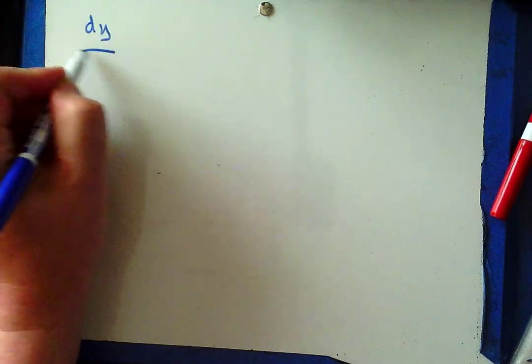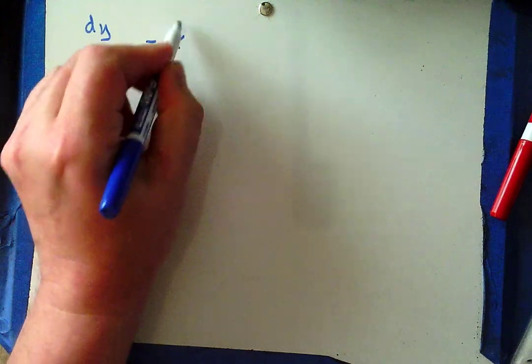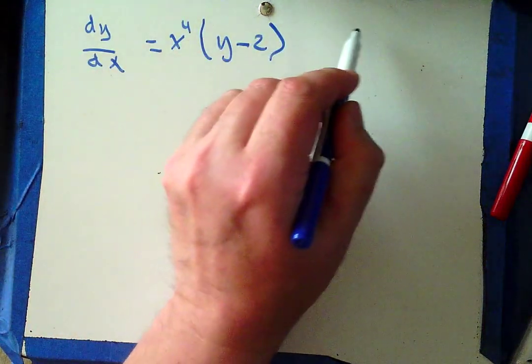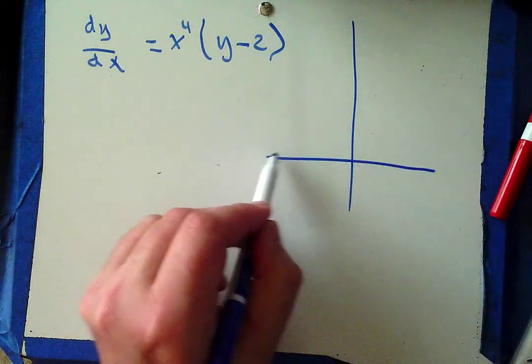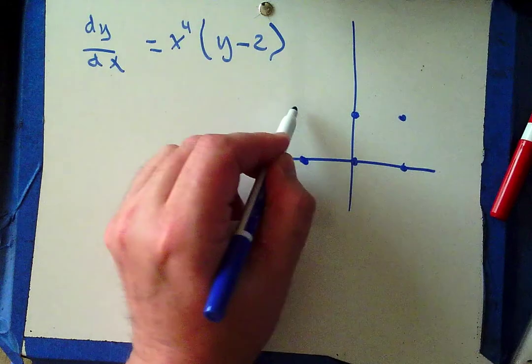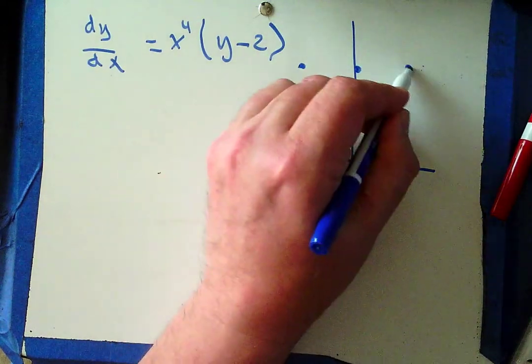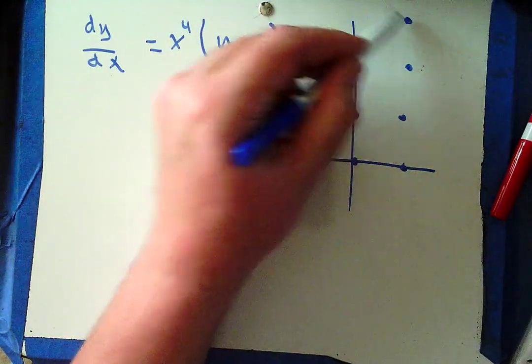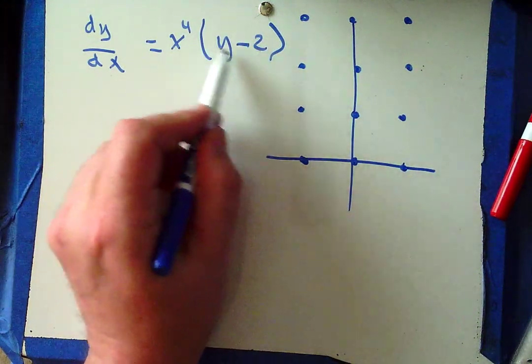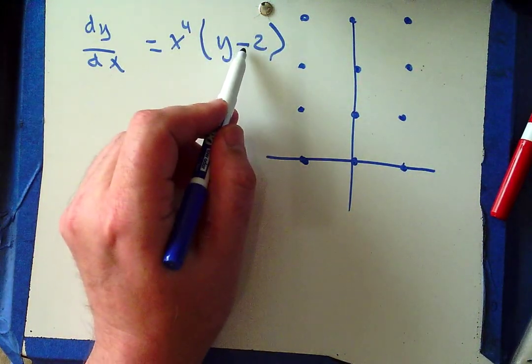AP Review 9. Problem number 1 says consider the differential equation dy/dx equals x to the fourth times (y minus 2). And the first thing they ask us to do here is to make a slope field with 12 points. Okay, so I start with y equal to 2 because the slope will be 0 there.